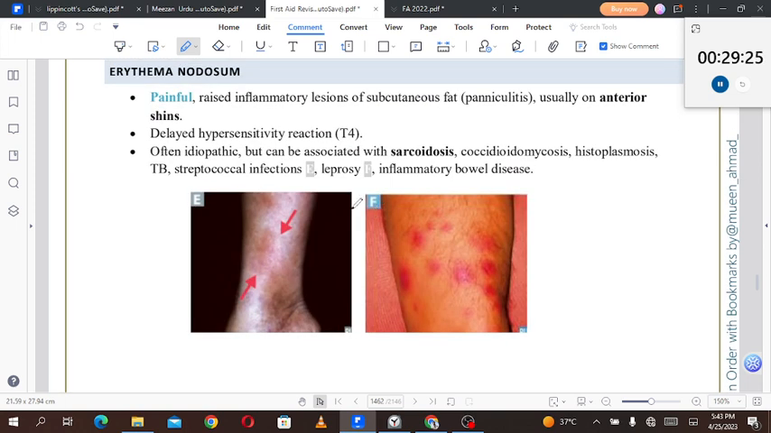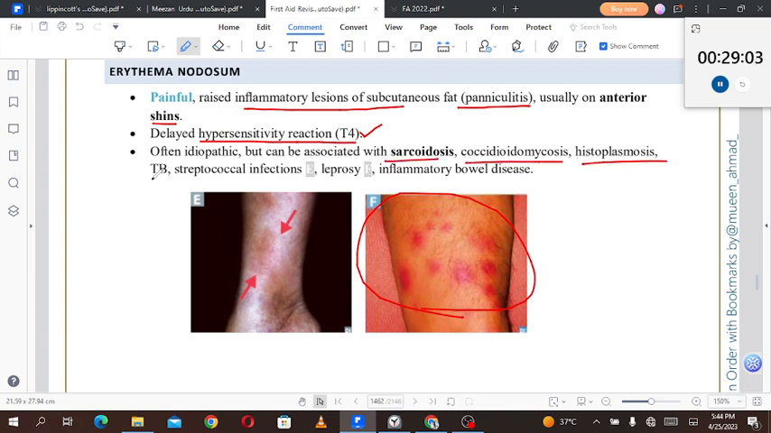Now we'll talk about erythema nodosum. This is something which I was talking about with the coccidioidomycosis and other fungi. So, painful raised inflammatory lesions. These are inflammatory lesions of subcutaneous fat, panniculitis, usually on the anterior shins. That is a delayed type hypersensitivity reaction, type 4 hypersensitivity reaction, often idiopathic but can be associated with sarcoidosis, coccidioidomycosis, histoplasmosis, TB, streptococcal infection, leprosy, and inflammatory bowel disease. So this one is a picture of leprosy. This one is leprosy, and this one is streptococcal infection.